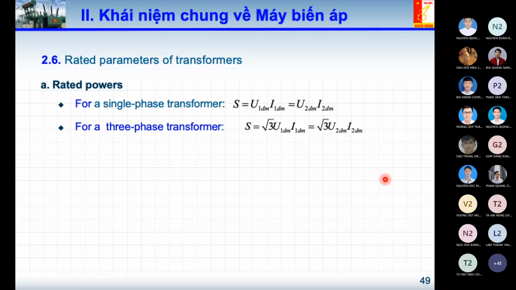Up to now we have just finished the second section, the general concept of the transformer, and now it's high time for us to go to the next section, which is the electromagnetic relation in the transformer.